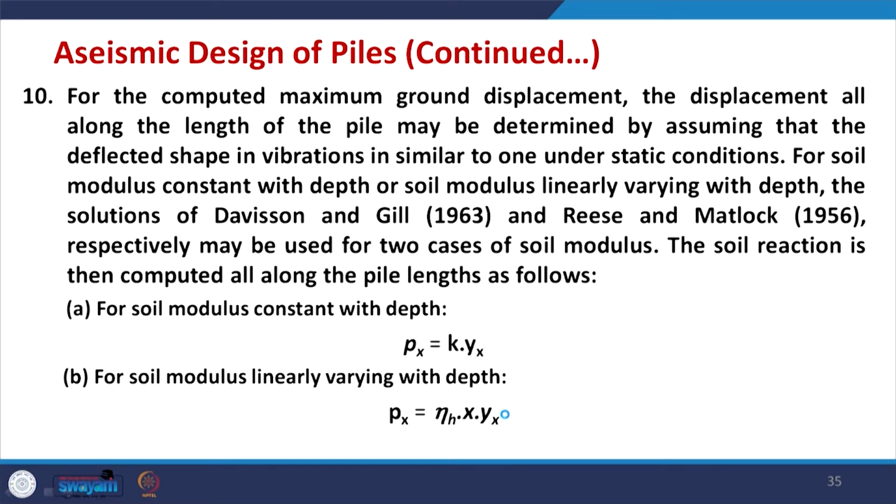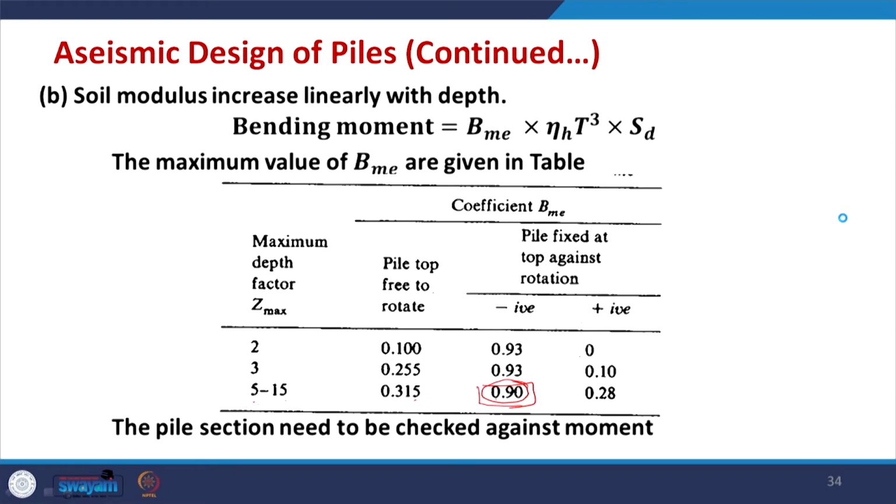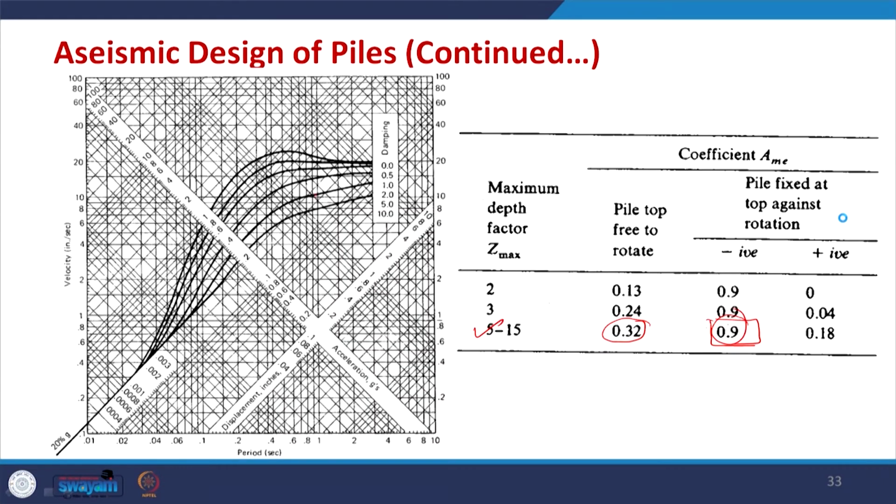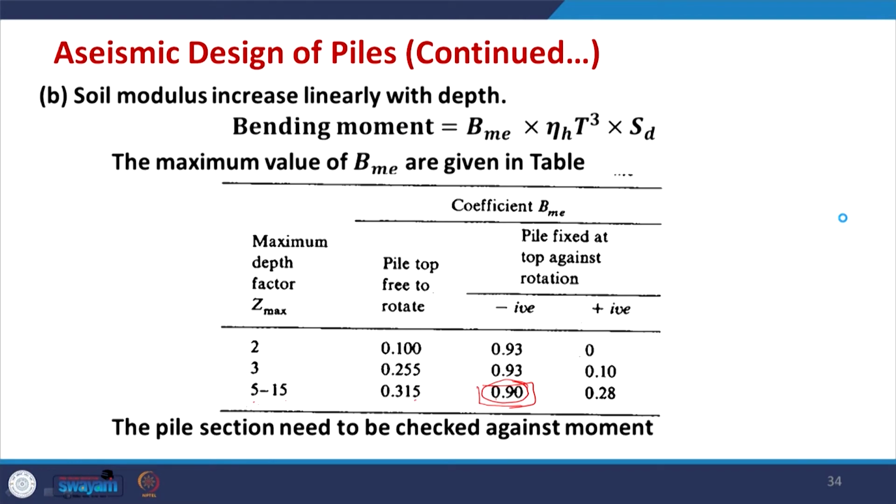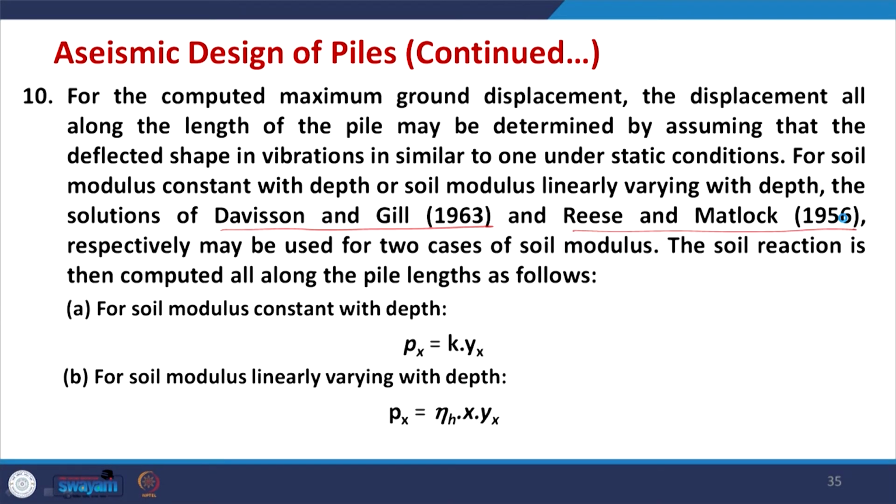So, if the soil modulus is constant with depth, then you use the Davisson and Gill solution. If it is linearly varying, then we go to the Reese and Matlock 1956 solution to find the variation. Basically, what is done here: using this dynamic analysis you find the natural frequency, which gives you a period, and using the period you find the spectral displacement. Up to that point is fine, but this spectral displacement is the maximum displacement of the pile head.